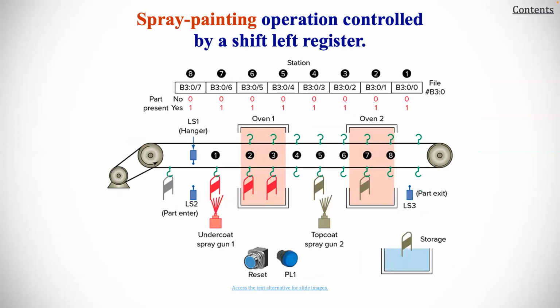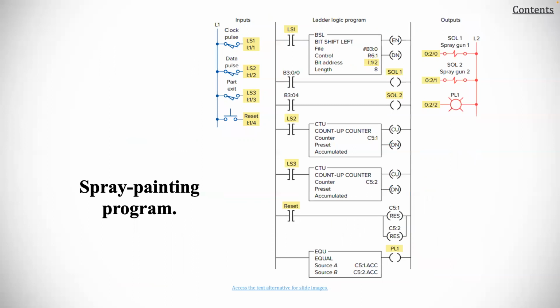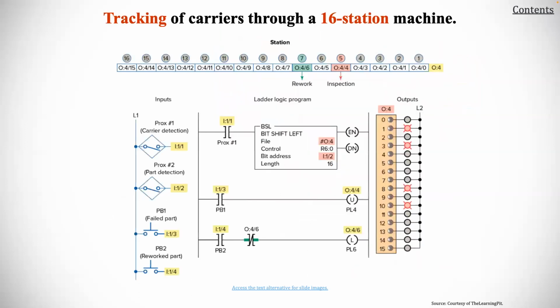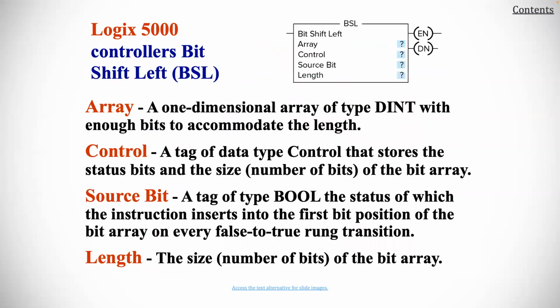Here we have a spray painting operation controlled by a shift left register. So this is just giving you a notional idea of what it would look like. And here would be the PLC ladder logic program that would do that type of function. Here's an example of tracking of carriers through a 16-station machine. And we can see the ladder logic for looking at that as well.